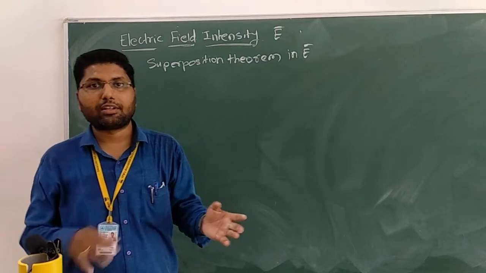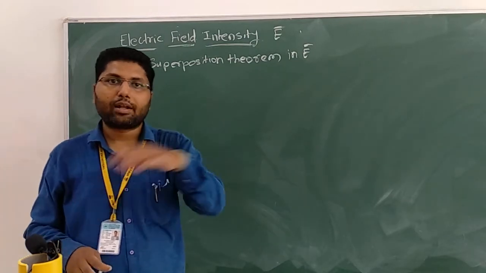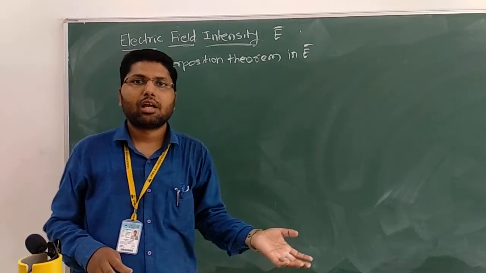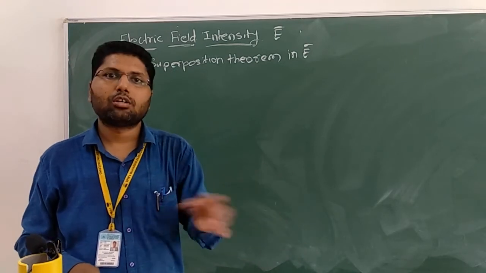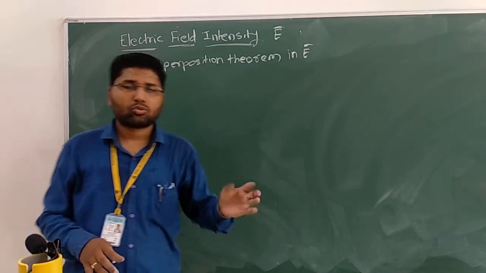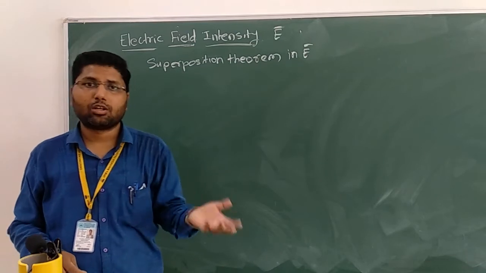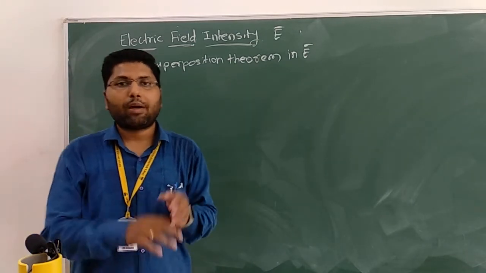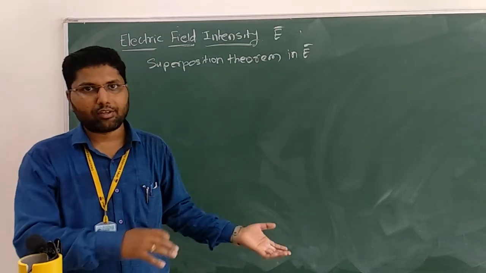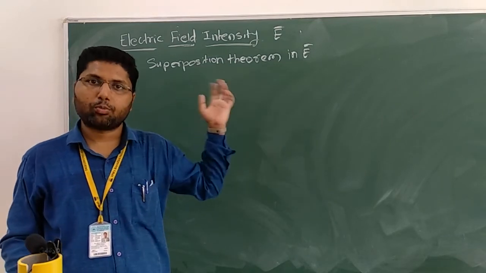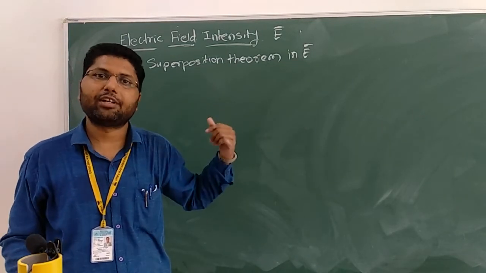We were calculating the current for every loop, and at the last we were doing addition of all the currents, or the voltages, depending upon the requirement. So that way we were calculating in the network theorem. The same we have to do in the superposition theorem inside the electric field intensity.